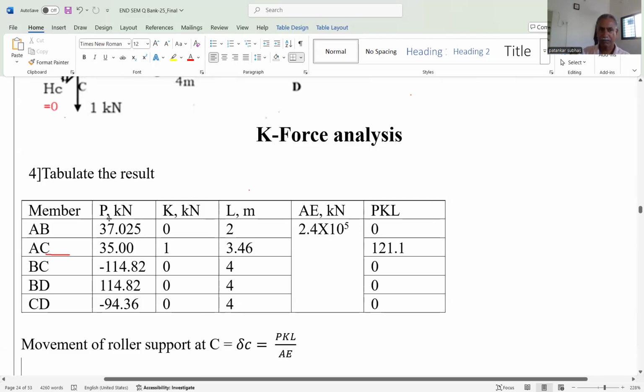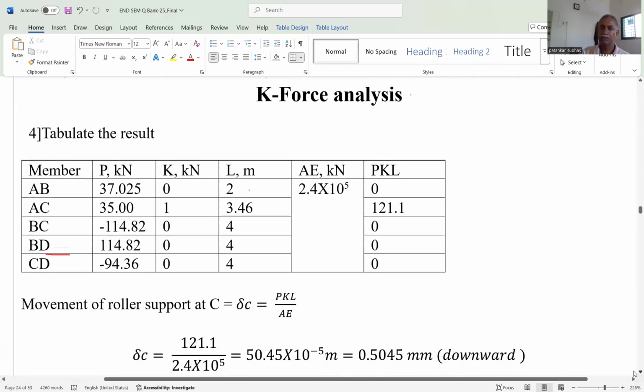Then PKL, P multiplied by K multiplied by L, that is column number 2 into column number 3 into column number 4. Here K is 0, that's why all these will be 0, but only for AC member it is 1 multiplied by 3.46 divided by 2.4 into 10 raised to the power 5, we get the value of PKL. Okay, and the movement of the roller support, that is the deflection. Indirectly we can say that the deflection. So delta C is equal to summation PKL divided by AE. So PKL summation is again 121.1 divided by AE.